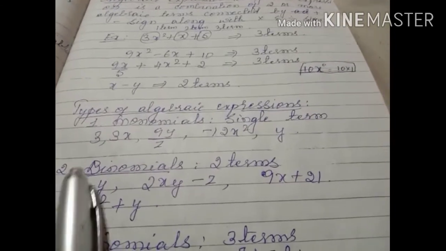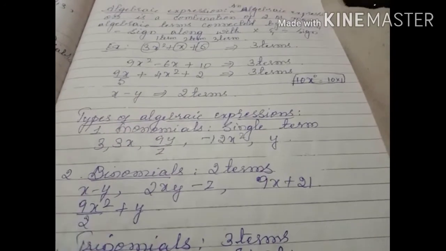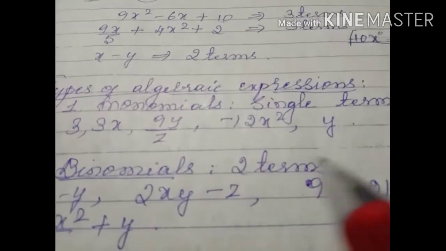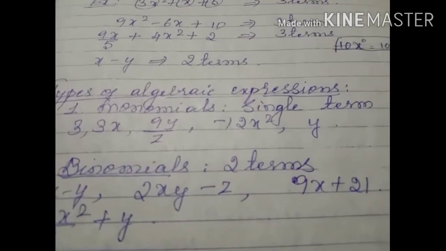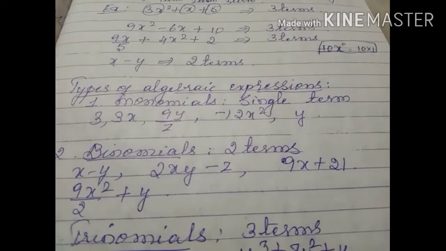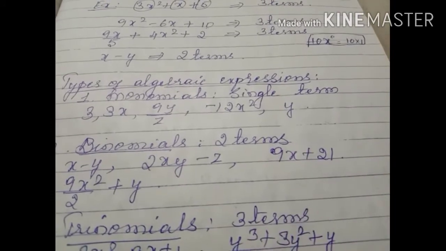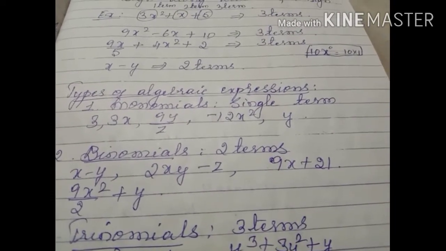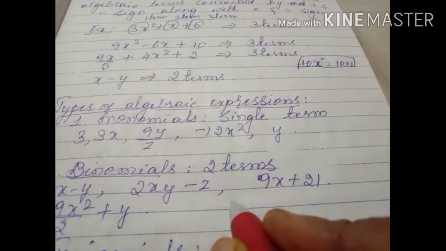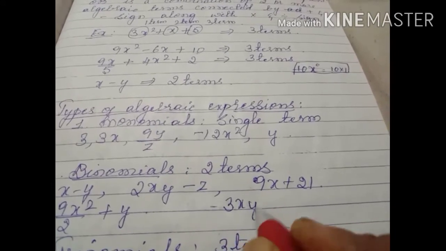Okay. Now monomials, it has a single term. Monomial means single term. You can see the example here, 3x, 9y. Okay, and then binomials means it contains 2 terms. You can see here x minus y, 2x minus 2xy minus z, and 9x plus 21, 9x square by 2 plus y. Okay, but what about this? You just observe here this 3 minus 3xy.